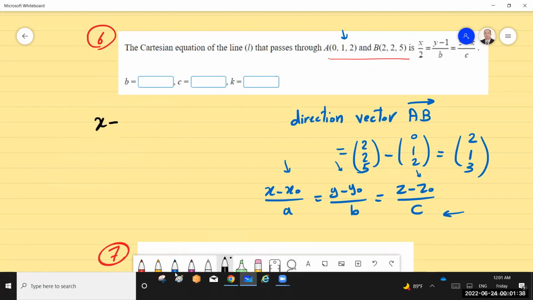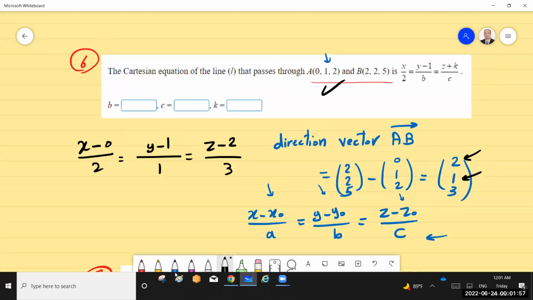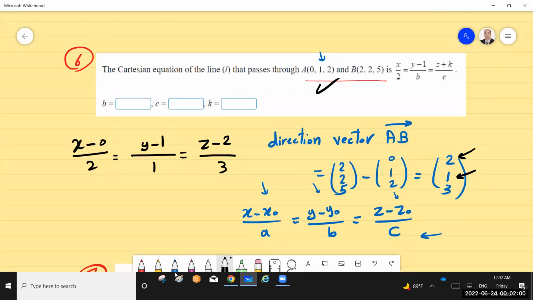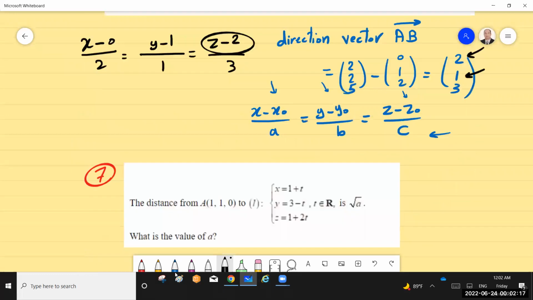So x minus 0, considering this point now, over the direction vector component 2, is equal to y minus 1 over the direction vector component of the y part, 1, equals z minus 2 over the direction vector component 3. So as you see this part, the value of b here, where is the b? The b must be 1, as you see in this part, and c is 3, and the k, by comparing z plus k and z minus 2, the k is negative 2. This is the value.